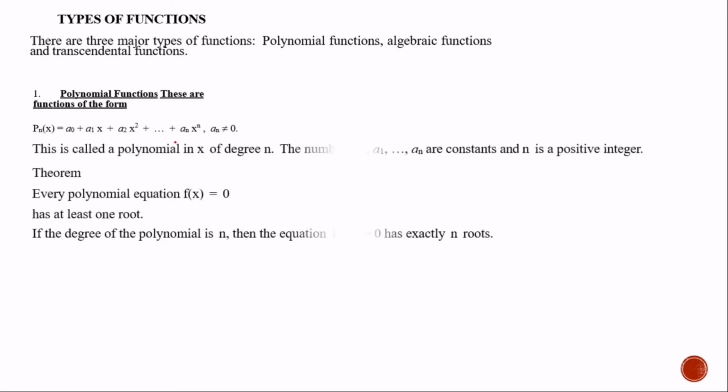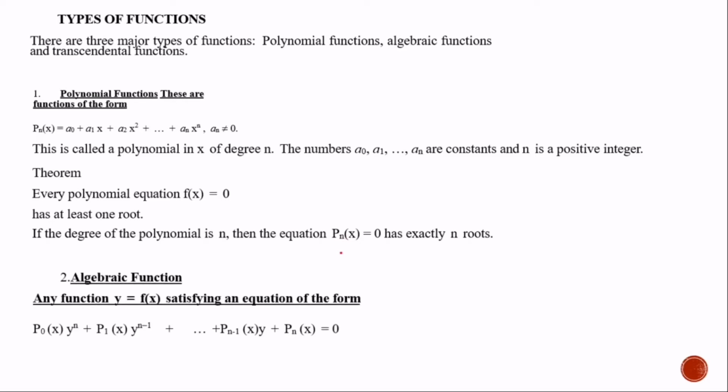And one thing about this is that, let's read it. This is called a polynomial in x of degree n. Then this n is the degree, right? So let's note this. Every polynomial equation f of x equal to 0 has at least one root. And if P_n of x is equal to 0, then it has n roots. Yes, so let's take an example here.